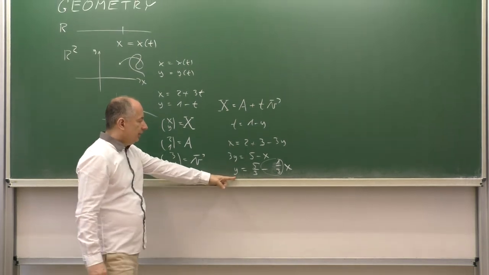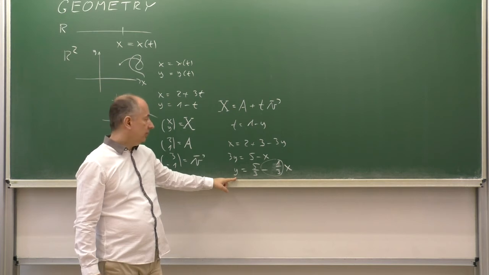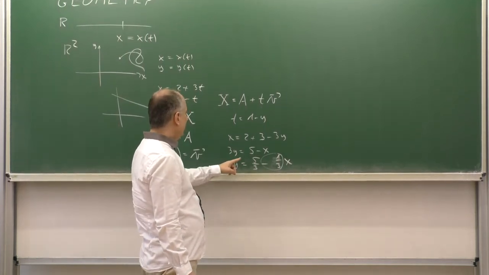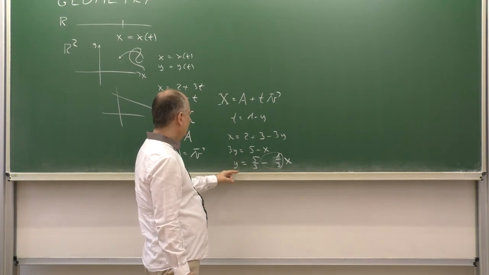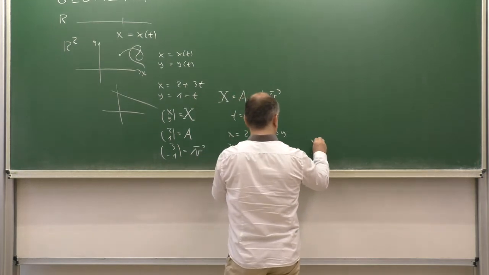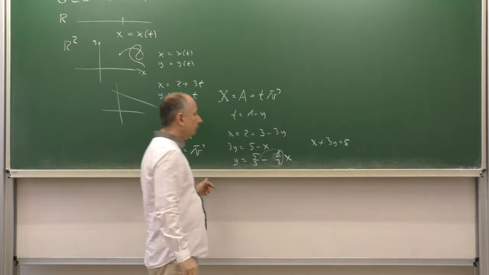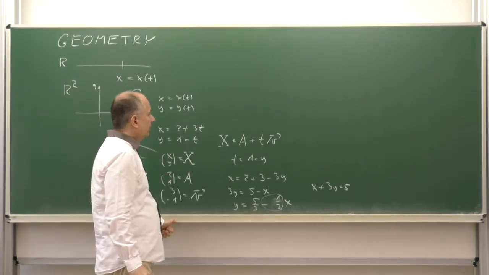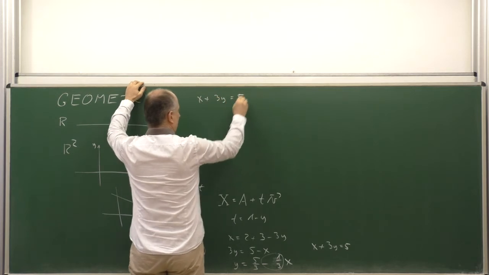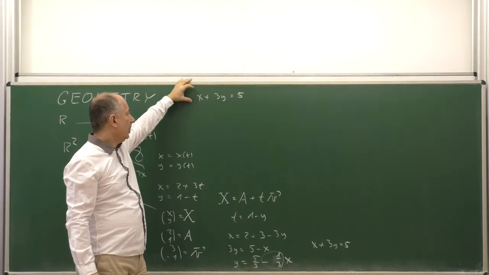And the third common way to describe a line in a plane is the general equation of a line. Namely, we can use this line and write it in the form x plus 3y is equal to 5. Let me write it once again here. x plus 3y is equal to 5. And this is called the general equation of a line in a plane.